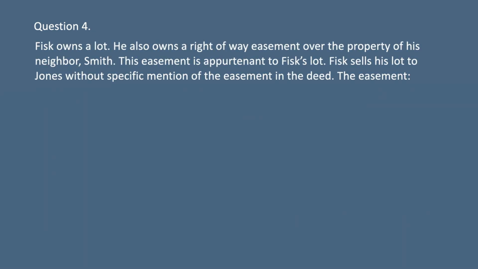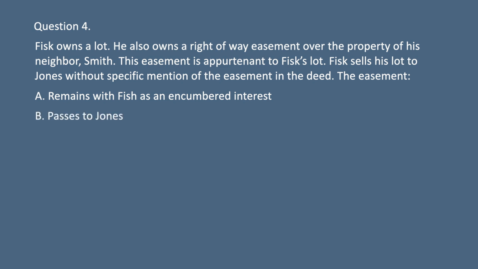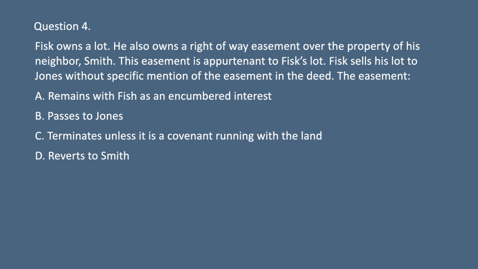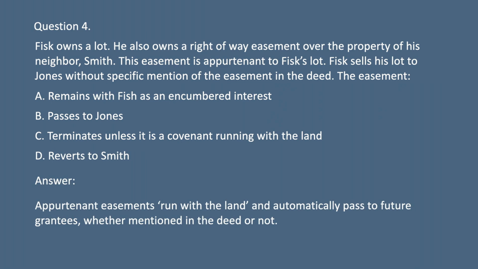Question 4. Fisk owns a lot. He also owns a right-of-way easement over the property of his neighbor, Smith. This easement is appurtenant to Fisk's lot. Fisk sells his lot to Jones without specific mention of the easement in the deed. The easement A. Remains with Fisk as an encumbered interest. B. Passes to Jones. C. Terminates unless it is a covenant running with the land. D. Reverts to Smith. Answer: B. Appurtenant easements run with the land and automatically pass to future grantees, whether mentioned in the deed or not.